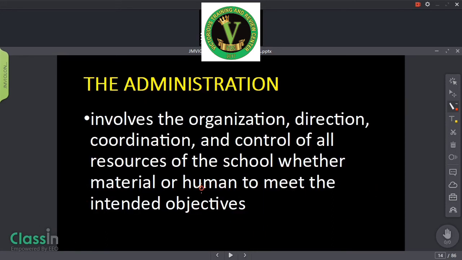The administration involves the organization, direction, coordination, and control of all resources of the school, whether material or human, to meet the intended objectives. So when we speak about the curriculum, the common person that we could automatically associate with this word is the principal. But take note that the principal does not only monopolize the administration, because we also have higher-ups like the division supervisor and the superintendent, and of course, in the lower rank of the principal are the staff and the faculty, including the students, that are part of the administration, because they are stakeholders.